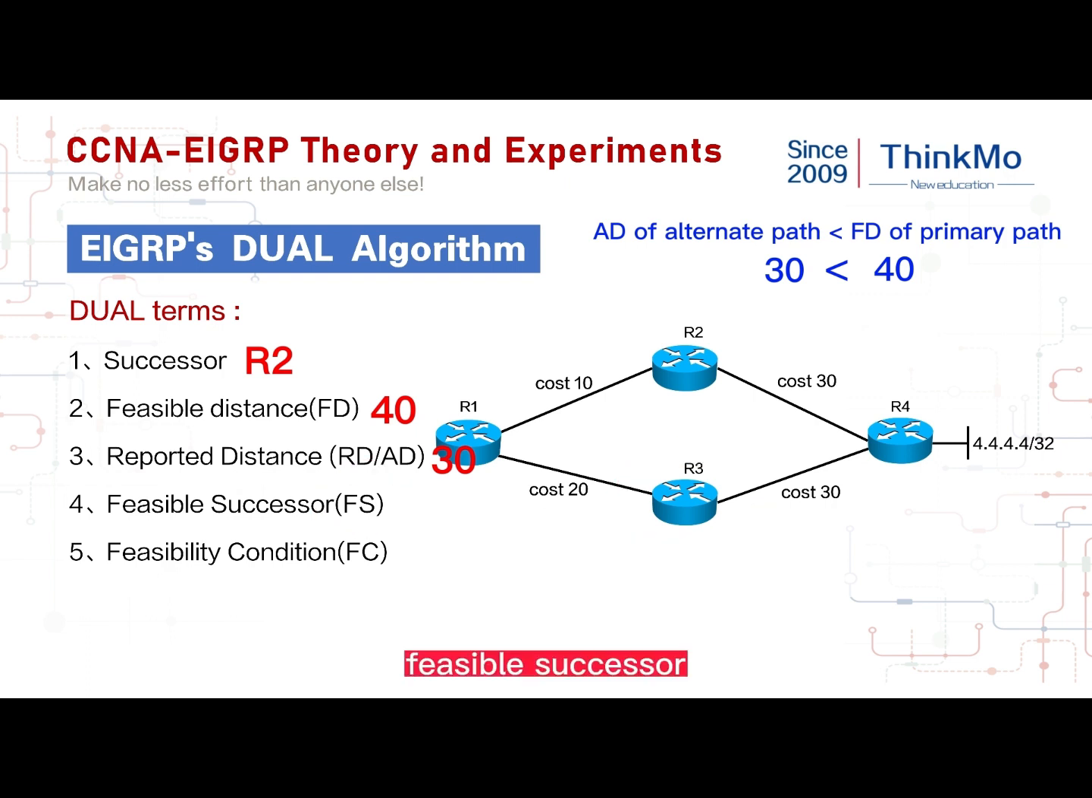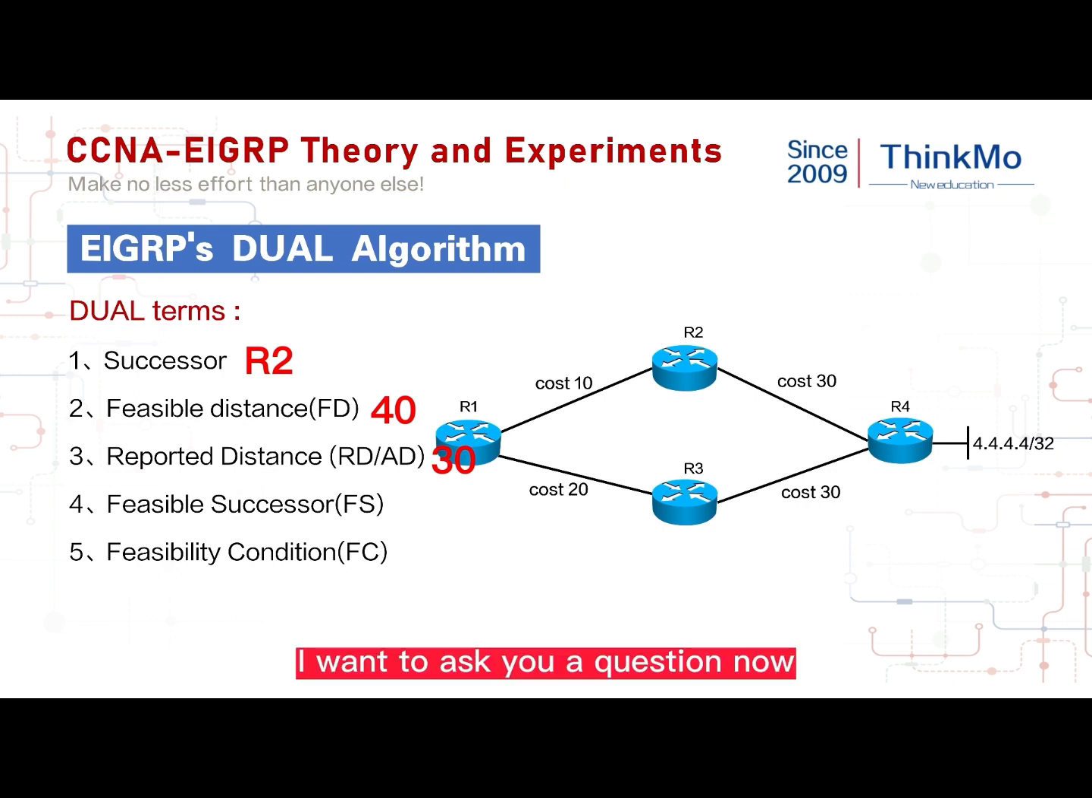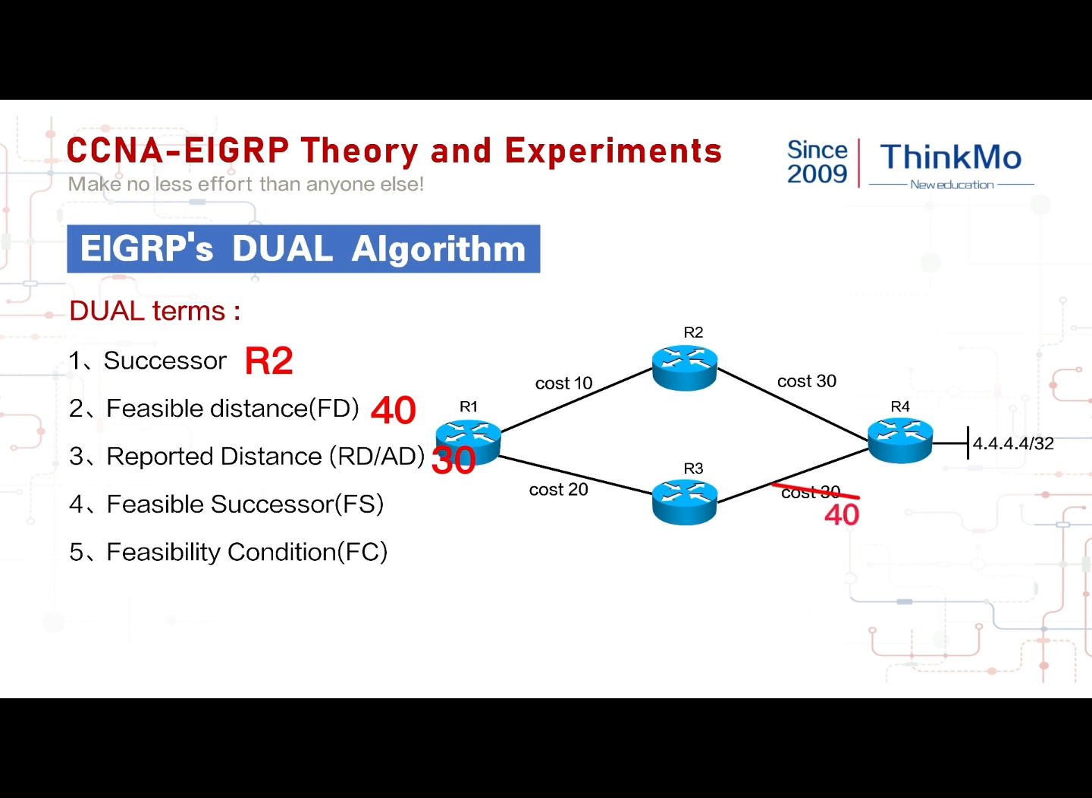Feasible successor. Here are some features between them. That is to say, for a line, we have to compare such values. If this value is not met, it cannot enter the topology table. I want to ask you a question now. If it's not 30 now, I changed it to 40. So now in this path, is there still a viable successor router?